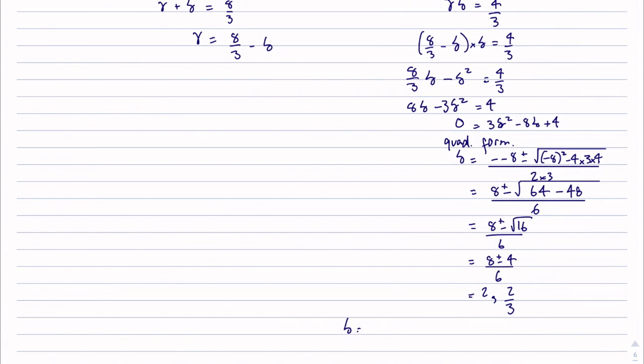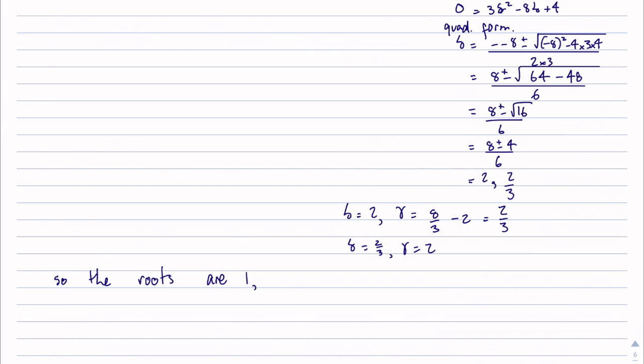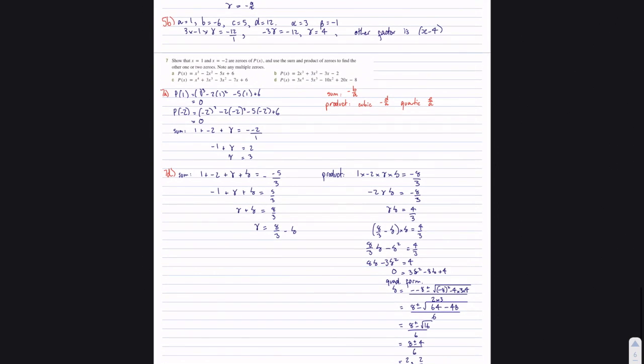So for delta equals 2, gamma equals 8 over 3, take delta, which is 2/3. And surprise, if delta equals 2/3, gamma equals 2. So it really doesn't matter which one's which, 2 and 2/3. So the roots are, well, we started off with 1 and minus 2. And now we've got 2 and minus 2 and positive 2/3. That's right, 1 and minus 2, not minus 1 and 2.